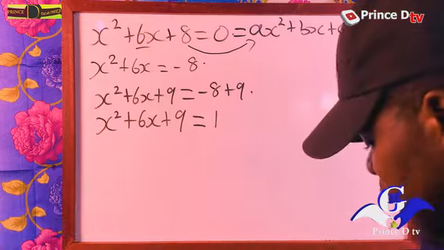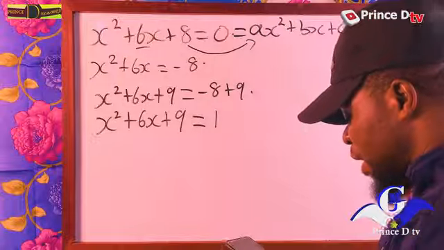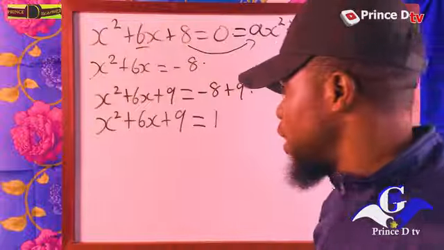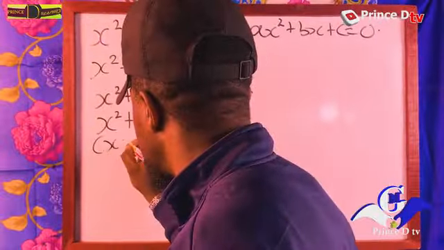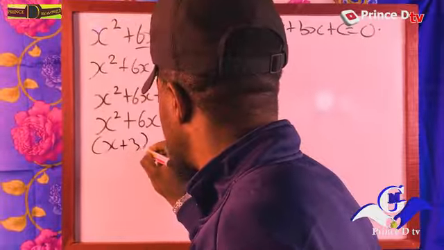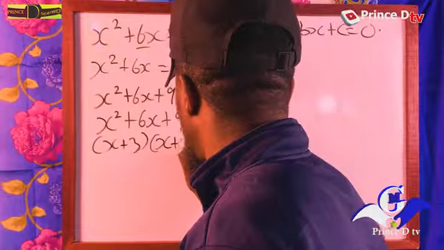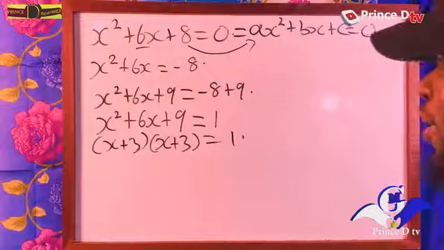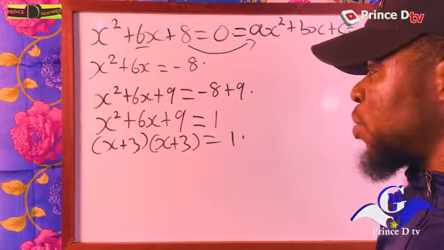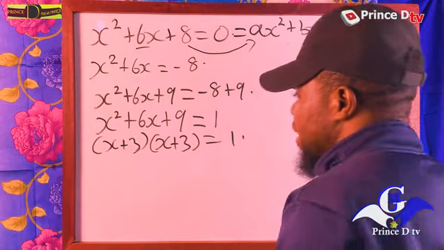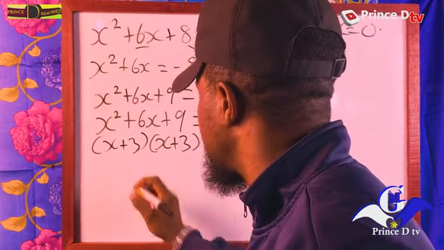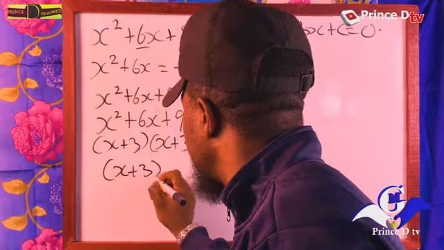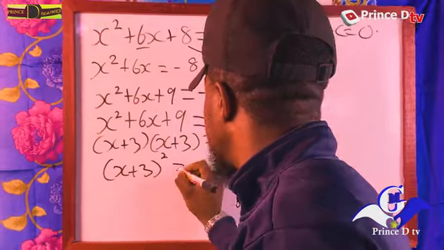Now, the next step, we factor the left hand side of the equation. Remember, factoring this, we saw that already. We are going to have x plus 3 into x plus 3, and that's equal to 1. So factor just the left hand side, and remember x plus 3 times x plus 3 is the same as x plus 3 all squared, and this is equal to 1.